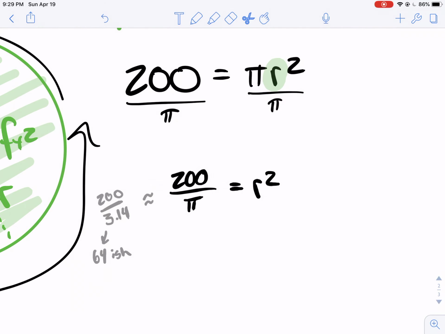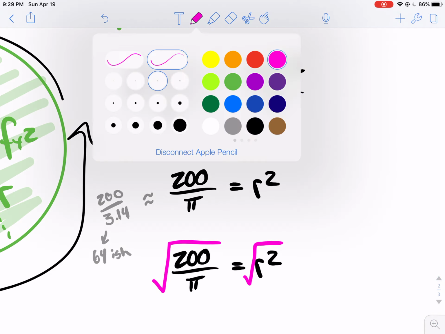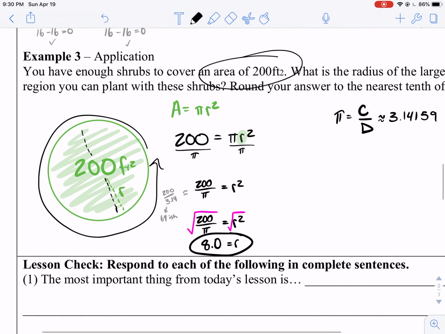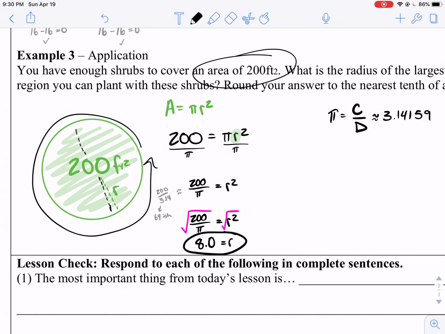So instead, I want to solve this by taking the square root of both sides. I'm going to take the square root because here the square root and the square will cancel out, and that will give me just a plain old r. I'm going to take the square root of this whole expression, and that comes out to 8.0 feet. Isn't that great? 8 feet. So I need to measure my circle 8 feet long.